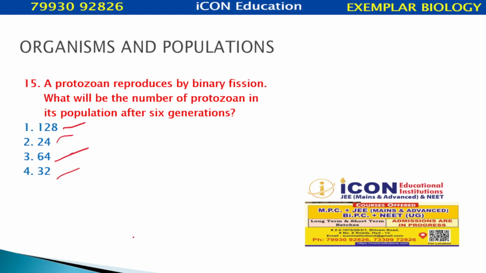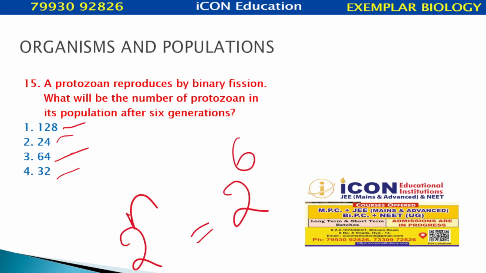Formula for this is 2 to the power of n. That means 6 generations they said, that means 2 to the power of 6. 2 to the power of 6 means 64. So what is our answer? 64.